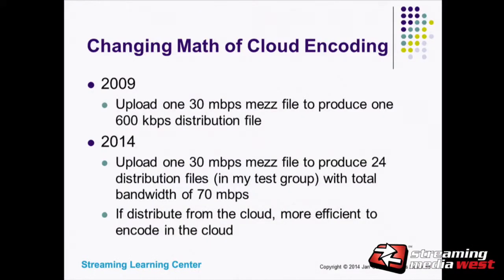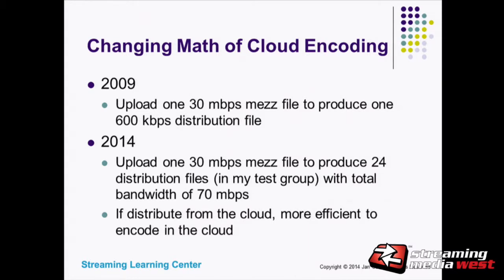And then, this is what I covered or at least alluded to a second ago. In 2009, you had one 30 megabit per second mezzanine file, and everybody was distributing a single file. Adaptive streaming hadn't really come into play yet. So you'd upload one 30 megabit per second file to download a 60 kilobit per second file. And I really think cloud encoding was a stretch at that time, except for some very specific applications.